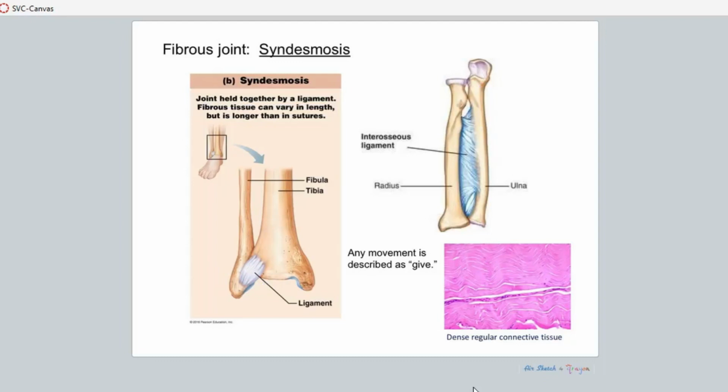What type of tissue is this made out of? You guys know that these are collagen fibers in there. And so these are going to be dense, regular connective tissue. Collagen fibers running in the same direction here.